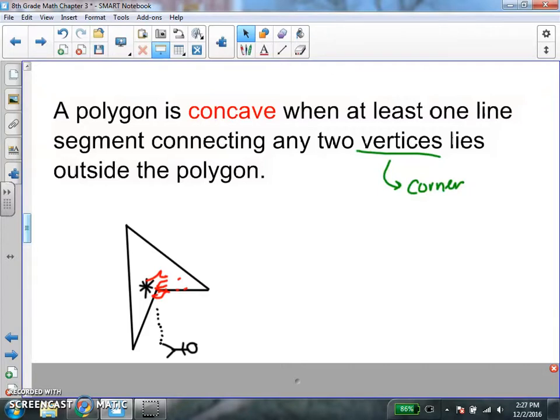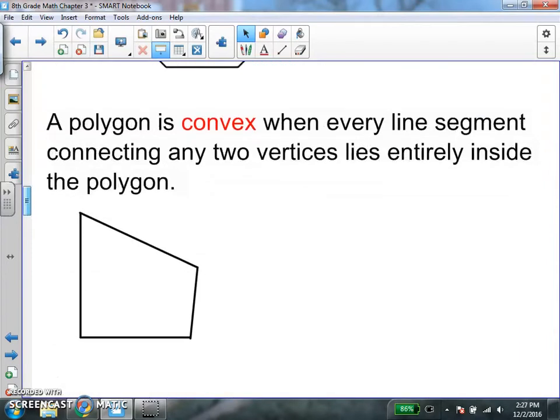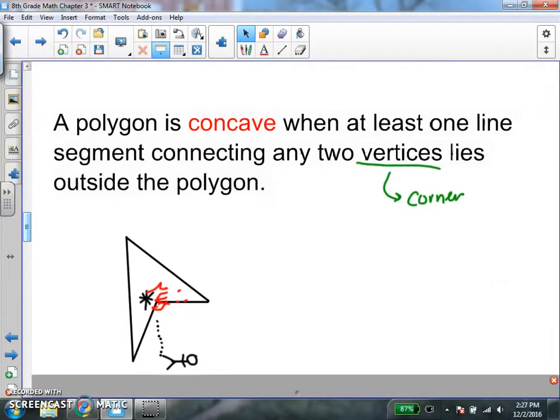Okay, so that's another way to think about it. Concave. I mean, really think about it as a cave. The opposite is convex. Every line segment connecting two vertices is inside the polygon. Here, this green one, line segment that we drew from this vertice to this vertice, from this corner to this corner, is on the outside of this shape. Please make sure you have those two drawings and definitions down, and we'll move on to our key idea.